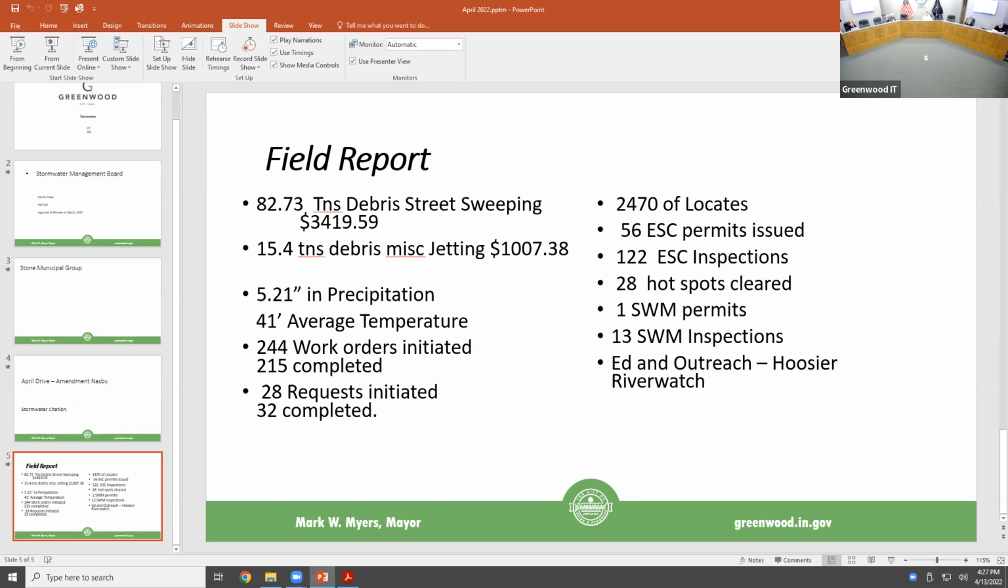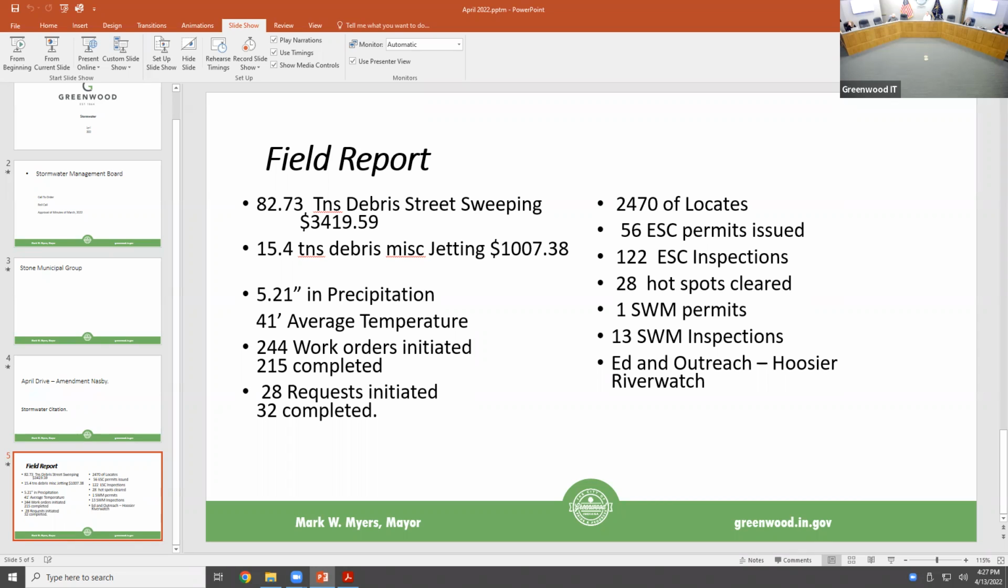Okay, so the next item is our field report. We collected 82.73 tons of debris in street sweeping at a cost of $3,419.59. 15.4 tons of debris for jetting projects throughout the city, $4,007.38. We had 5.2 inches of precipitation. It's getting warmer, so 41 Fahrenheit was the average temperature.